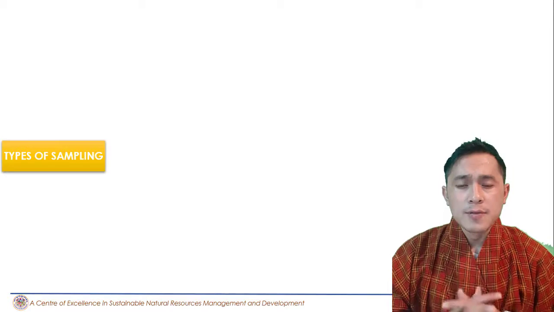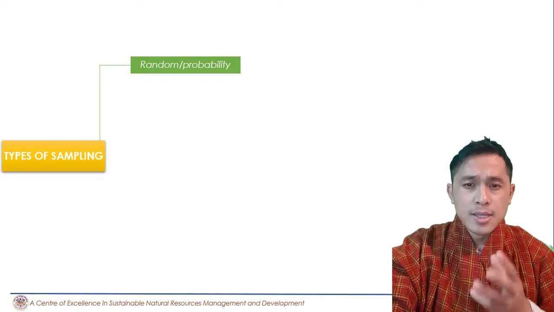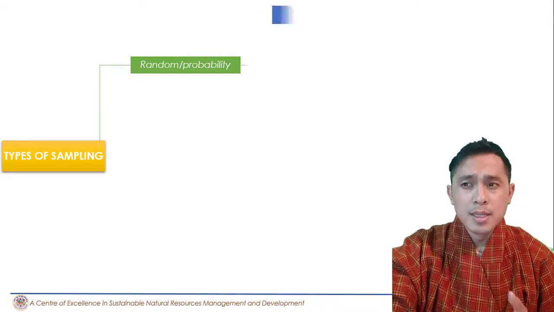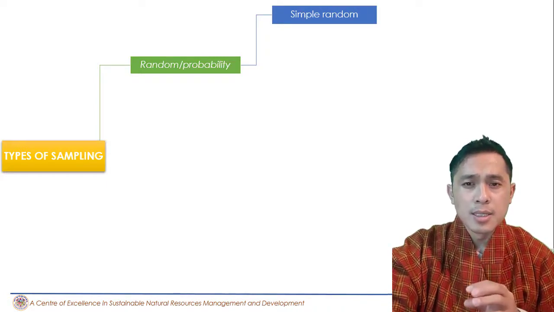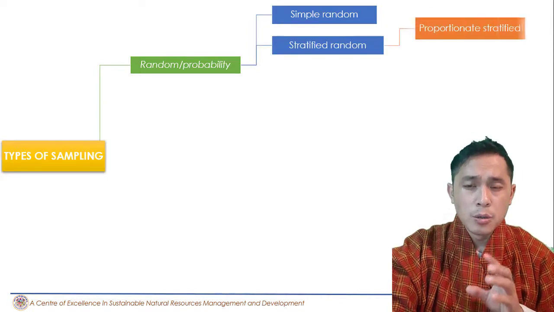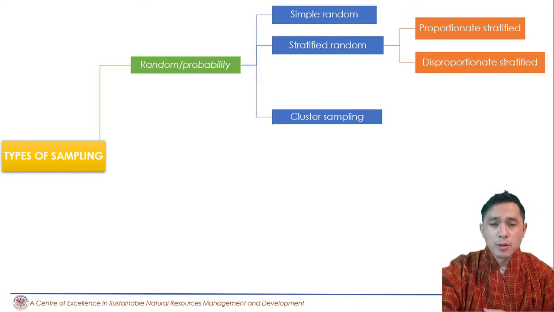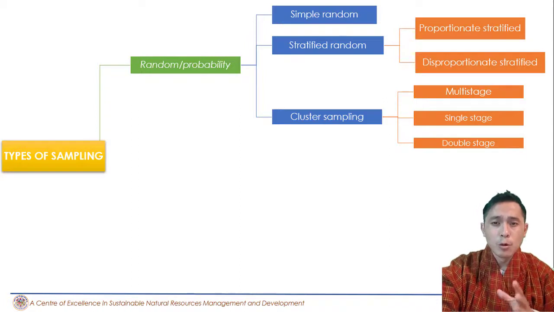So in quantitative research, we have three kinds of sampling design: random, non-random, and mixed sampling. In random, we have the first one, simple random, where we basically pick the samples randomly. Then we have stratified random, which is again divided into proportionate and disproportionate. I'll talk more on that in later slides. Then we have cluster sampling. I'll talk about what cluster sampling actually is, the different kinds of cluster sampling, and how they are different from stratified sampling.